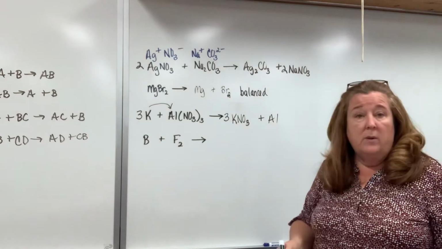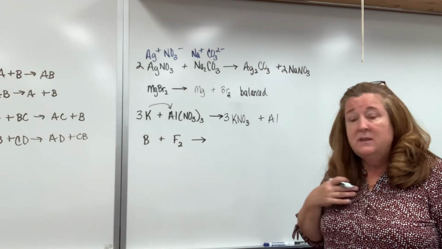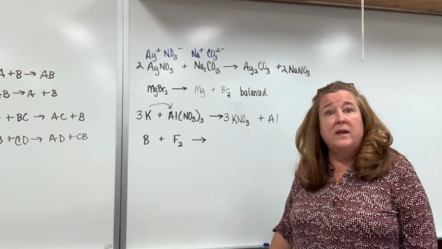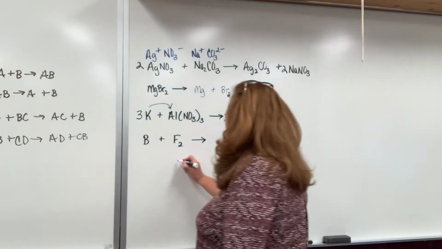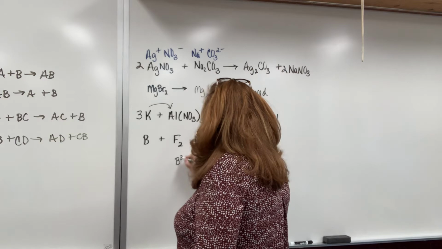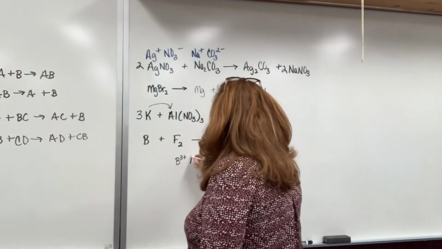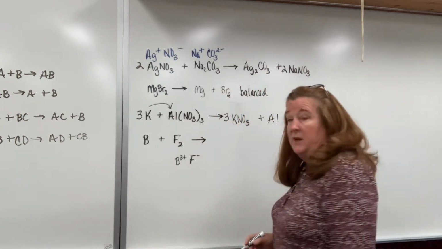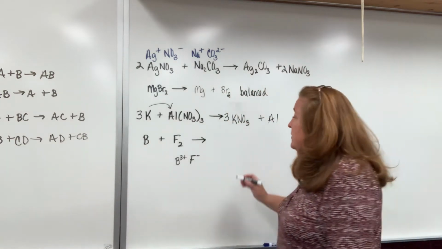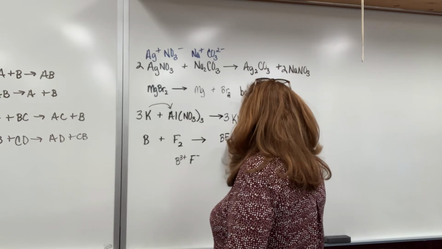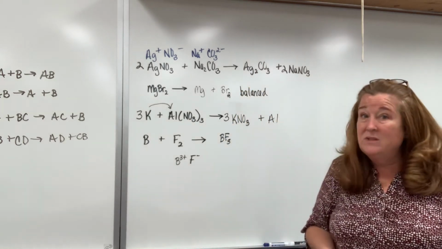The last one is going to be a synthesis. I can tell it's a synthesis because it's 2 simple elements. And so we have to kind of figure out, well, how are they going to bond together? Boron is a +3 charge. Fluorine, in this case, is a -1 because of their placement on the periodic chart. So the compound that they're going to make is BF3. And then notice, not balanced.